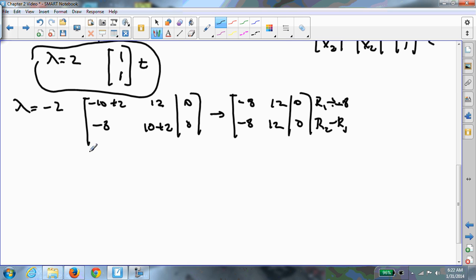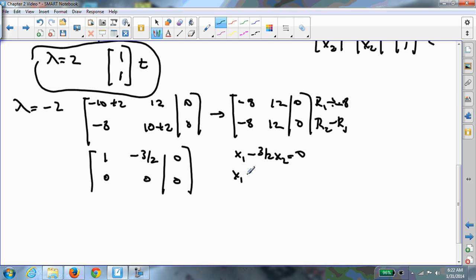So the result will be 1, negative 3 halves, 0, 0, 0. So again, translating this back into an equation, this means that x1 minus 3 halves x2 equals 0. x1 equals 3 halves x2.